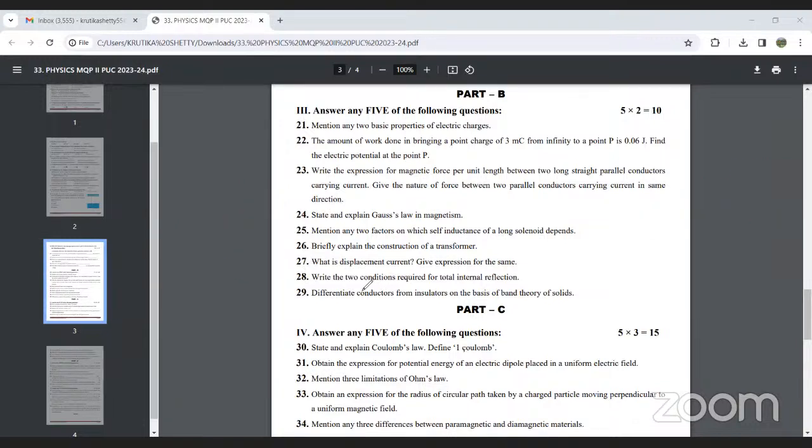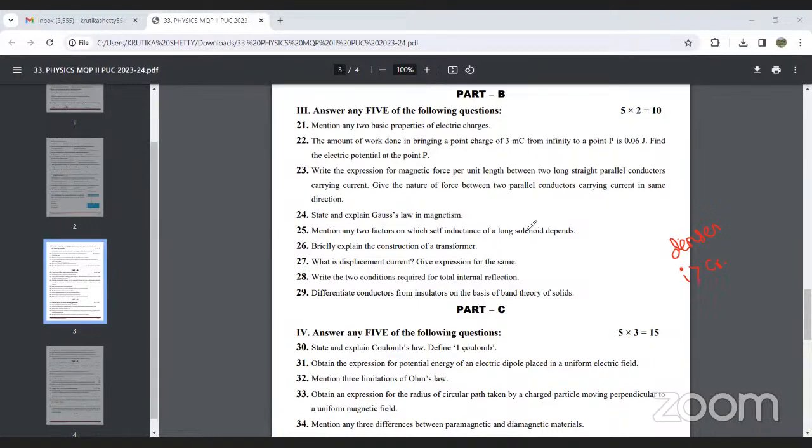Next, question number 28. Write the two conditions required for total internal reflection. So what are the conditions required for total internal reflection? The object must be in the denser medium, correct? Then next, the angle of incidence must be greater than the critical angle. These are the two conditions for the TIR, total internal reflection.